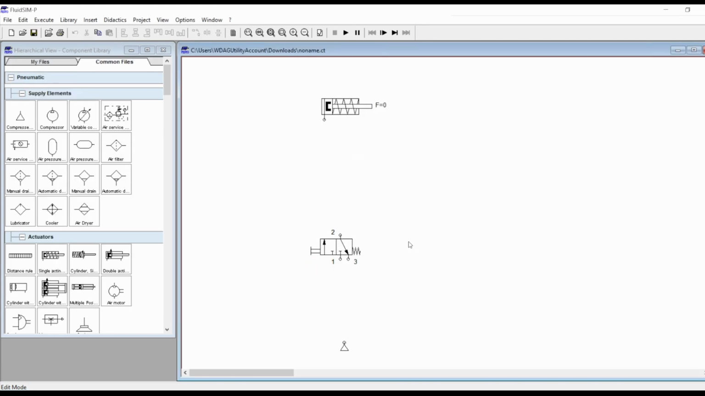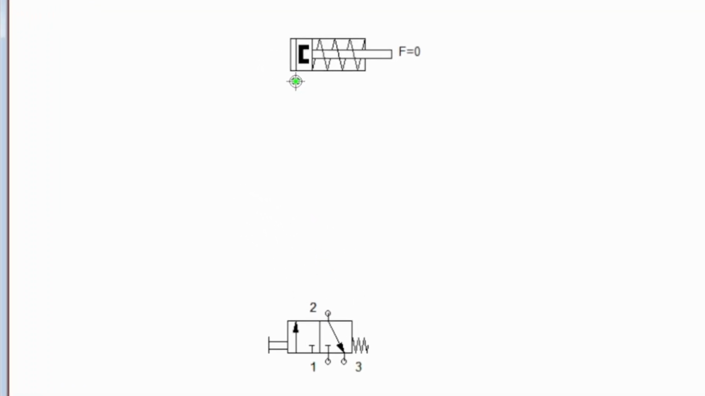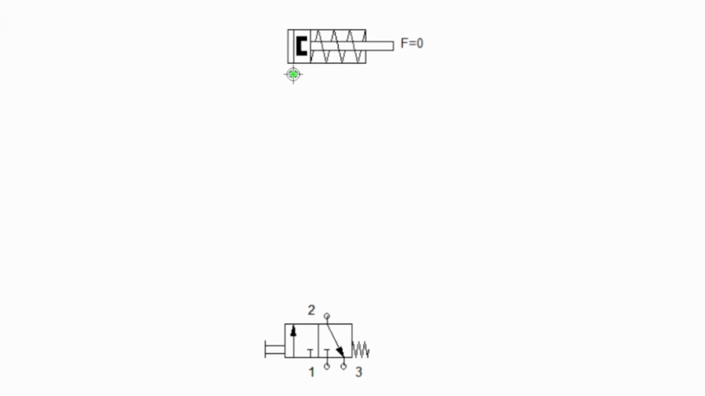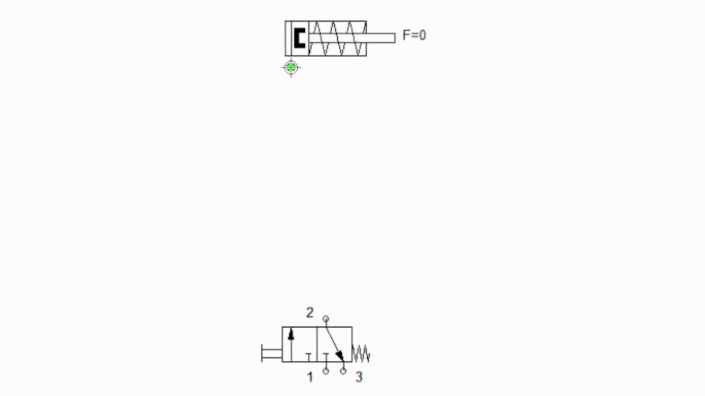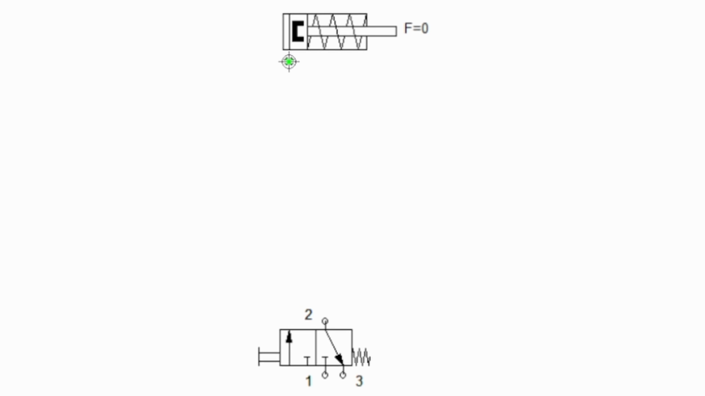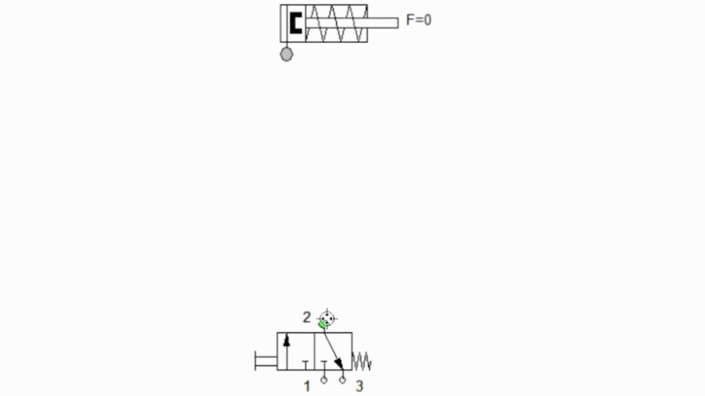First, let's try to connect the single-acting cylinder with the 3x2 valve's port number 2. Move the mouse cursor over the left cylinder port. In edit mode, the mouse cursor changes to a crosswires pointer when it is above a component port. Press and hold the left mouse button while the mouse cursor is above the cylinder connection. Move the mouse cursor with the left mouse button pressed to the 3x2 valve's port number 2. Once the arrows point inwards, release the mouse button.